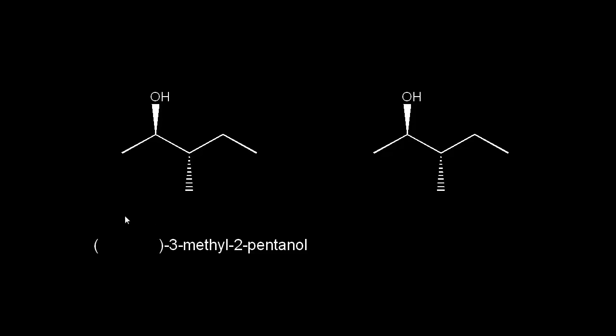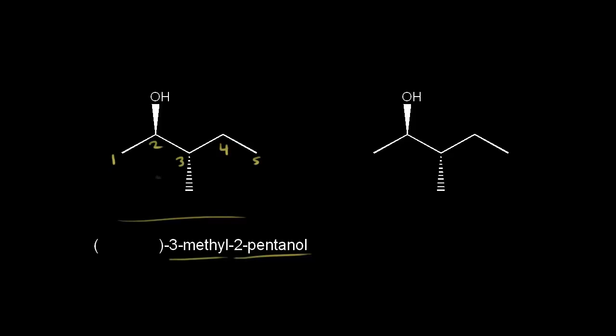Now let's look at a compound with two chiral centers. Our goal is to finish naming this molecule. If I number my carbons, this would be carbon 1, 2, 3, 4, 5. You can see there's an OH at carbon 2, and there are 5 carbons, so that's where we get the 2-pentanol. And then there's a methyl group at carbon 3, so that's 3-methyl-2-pentanol.